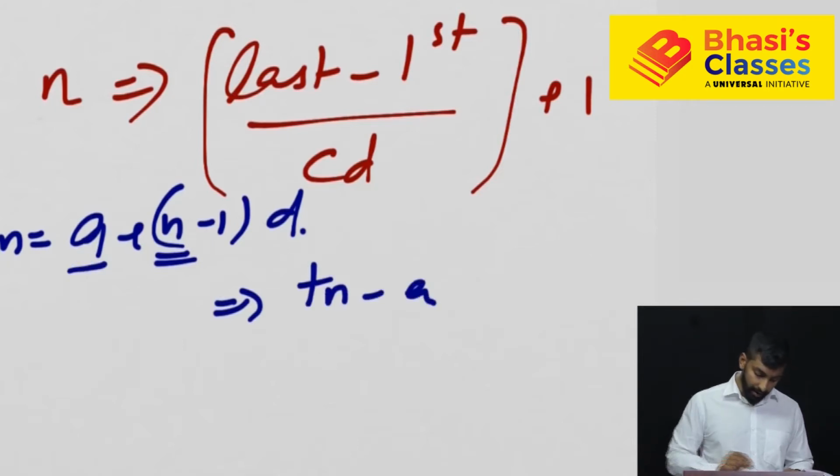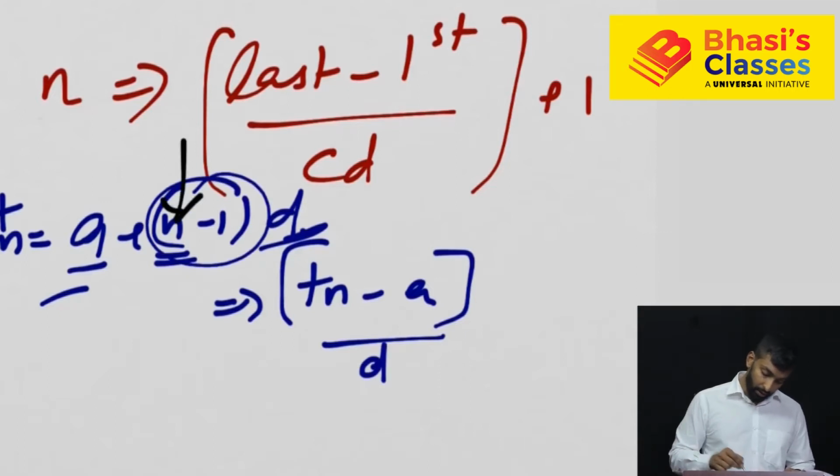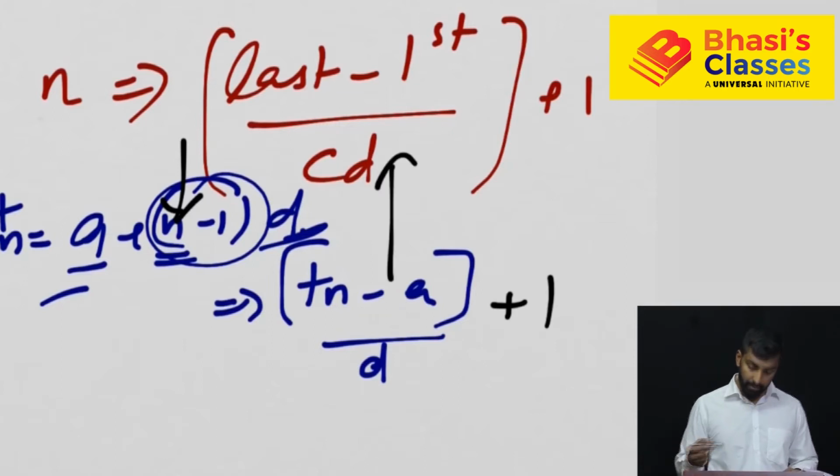N means this is tn, right? We are actually finding the nth term, tn. So this is nothing but tn minus a, that means last minus first. Now this d, when it comes here, it will be a denominator. Then d, then n minus 1. N is what you need to find out, so minus 1 becomes plus 1. That is what you have written here: last minus first divided by common difference plus 1. So these are two formulas which are required in most of the cases.